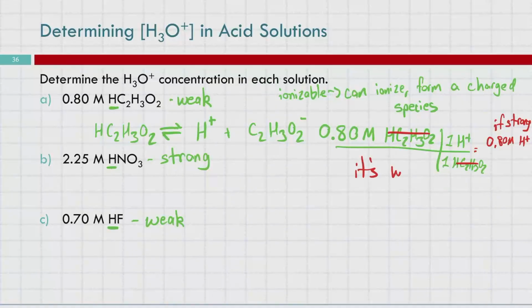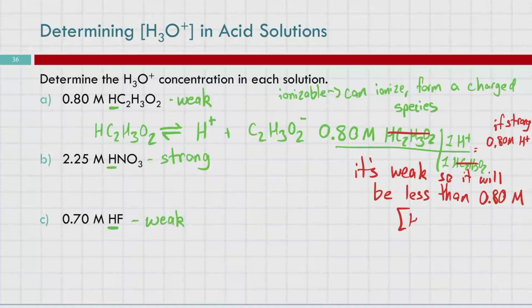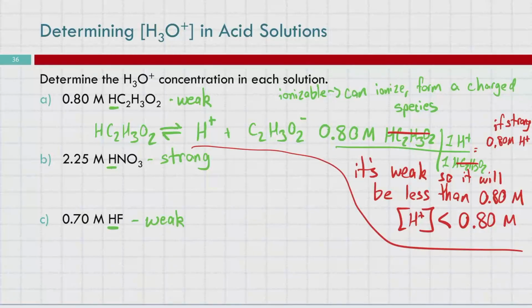It's weak, so it will be less than 0.80 molar. So the concentration of H plus, which is the same as H3O plus, is less than 0.80 molar. Questions about that process?